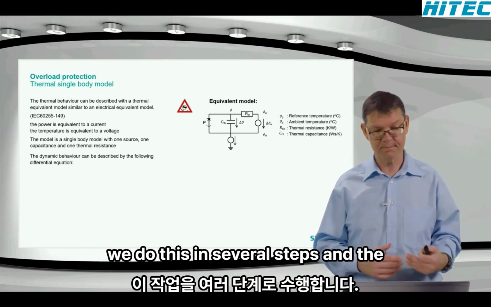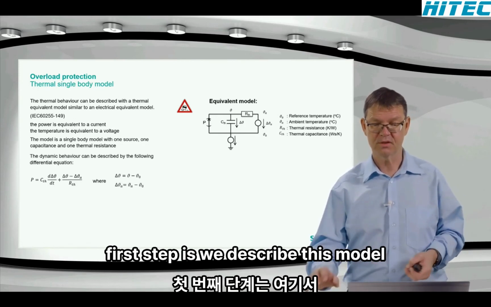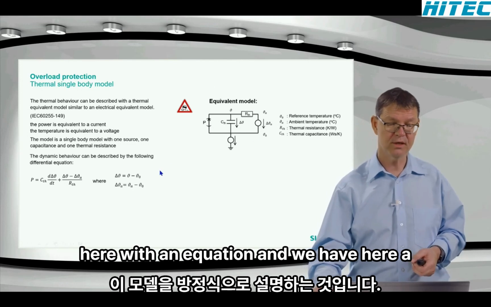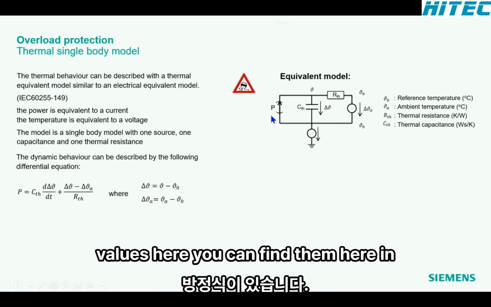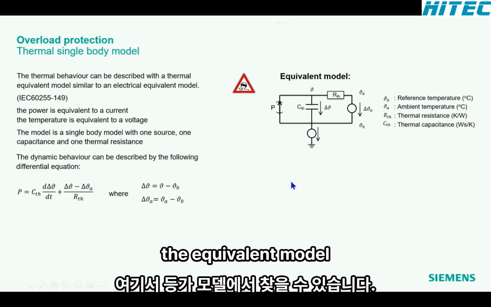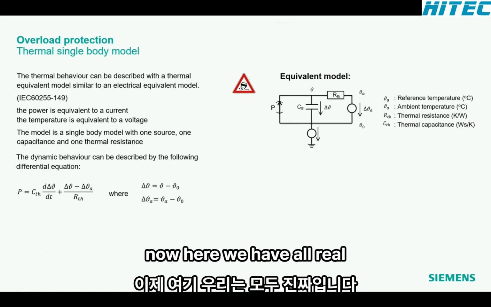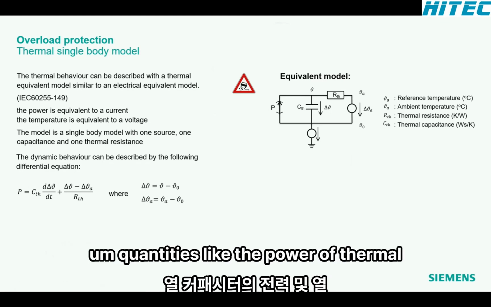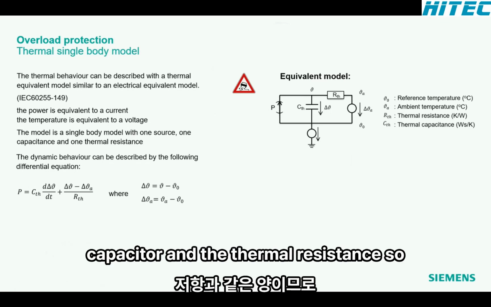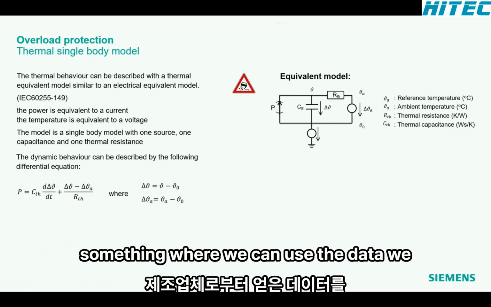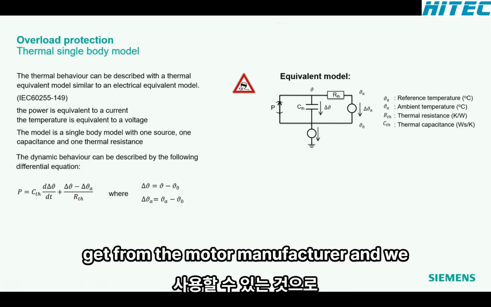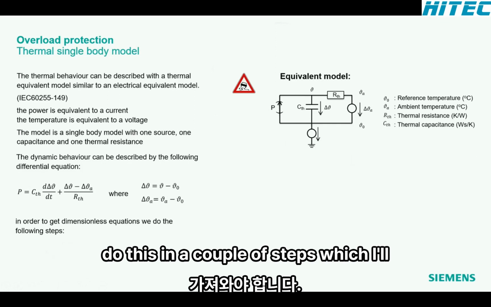And we do this in several steps. The first step is we describe this model here with an equation, and we have here a differential equation with the given values here. You can find them here in the equivalent model. Now here we have all real quantities like the power, a thermal capacitance, a thermal resistance. So we need somehow to get rid of that and come from this physical model to something where we can use the data we get from the motor manufacturer. And we do this in a couple of steps, which I show you now here.